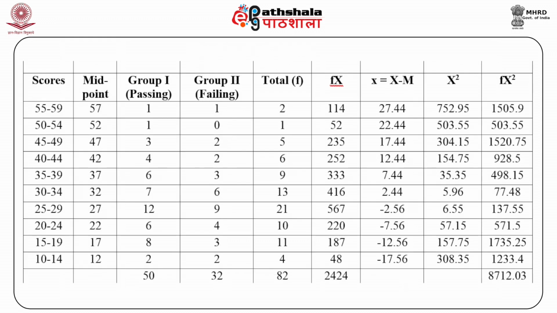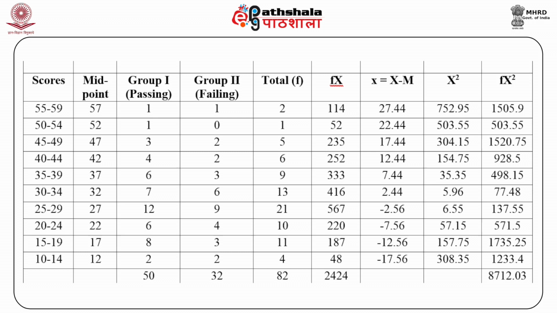So, if we arrange it in a tabular form, we may arrange it as scores 55 to 59, 50 to 54, 45 to 49, 40 to 44, 35 to 39, 30 to 34, 25 to 29, 20 to 24, 15 to 19 and 10 to 14. The midpoints of these intervals are 57, 52, 47, 42, 37, 32, 27, 22, 17 and 12.